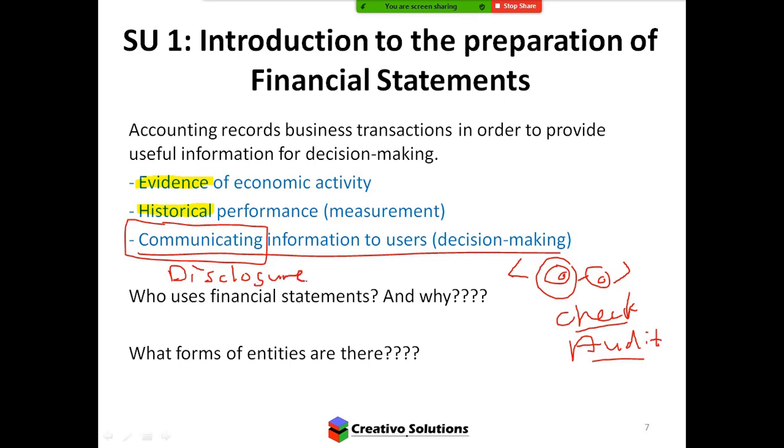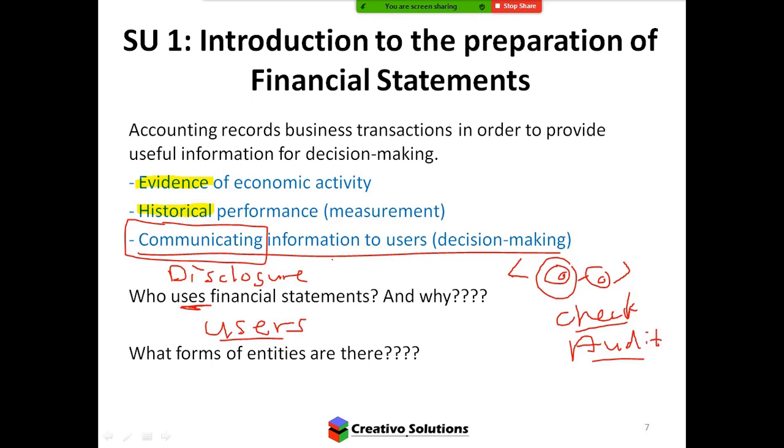Right, so the question over here is, who uses the financial statements? Can you give me users? Investors. Very good. That's one. Can you give me one more? I cannot remember them, but I remember reading it. Okay. Government? Does government use financial statements?